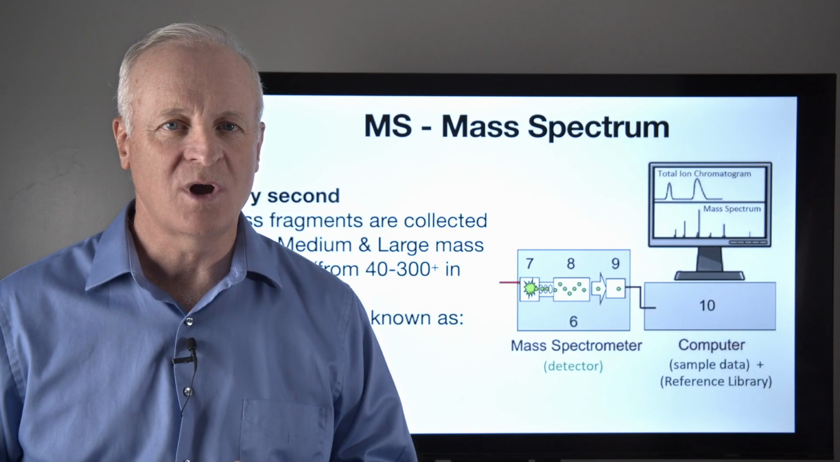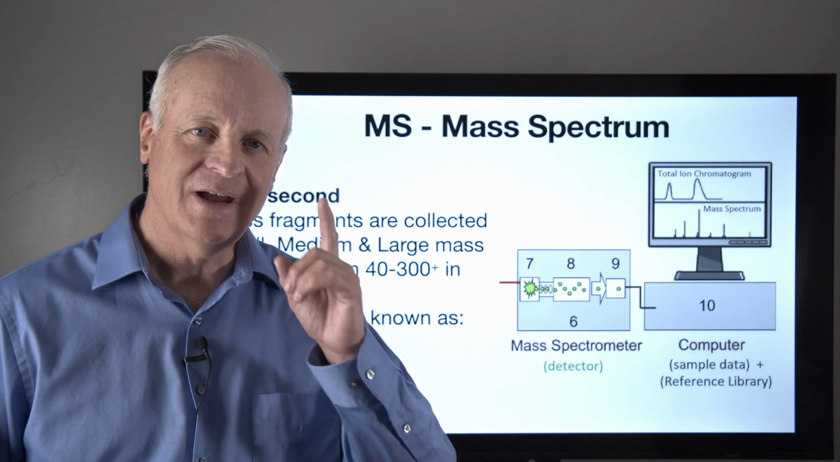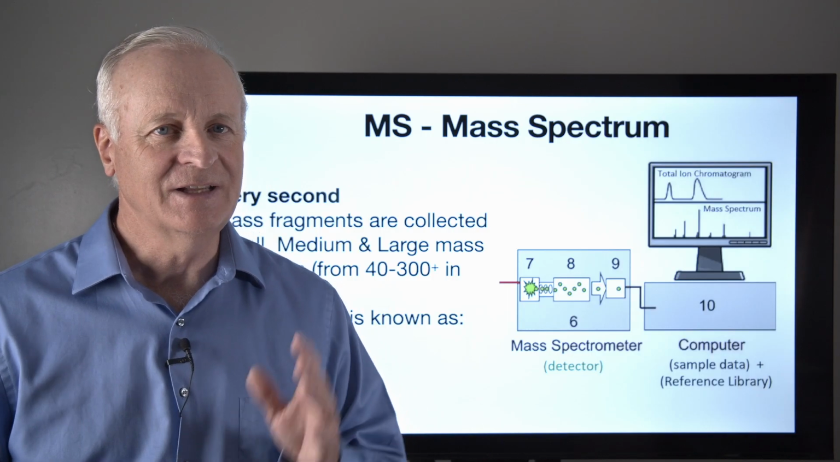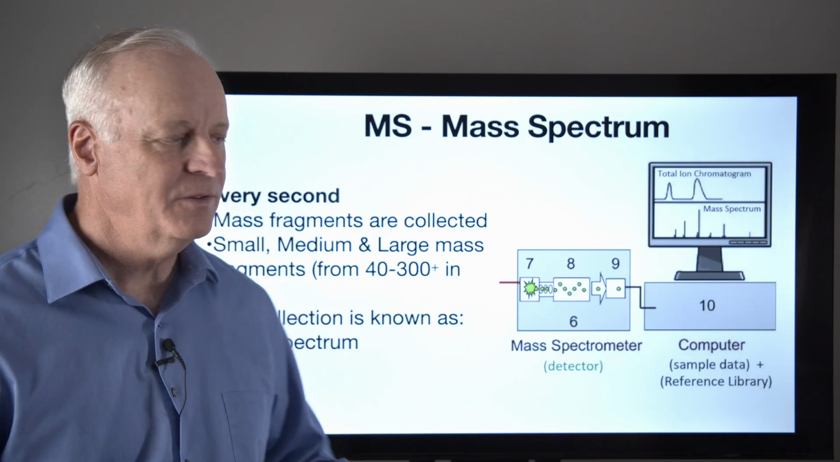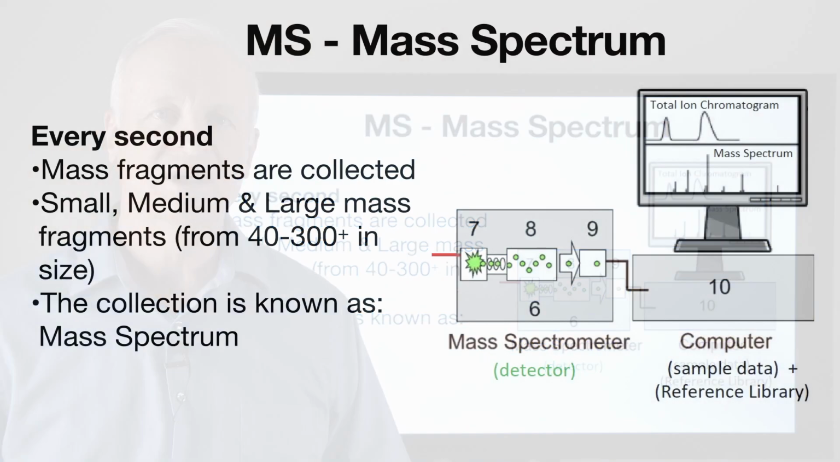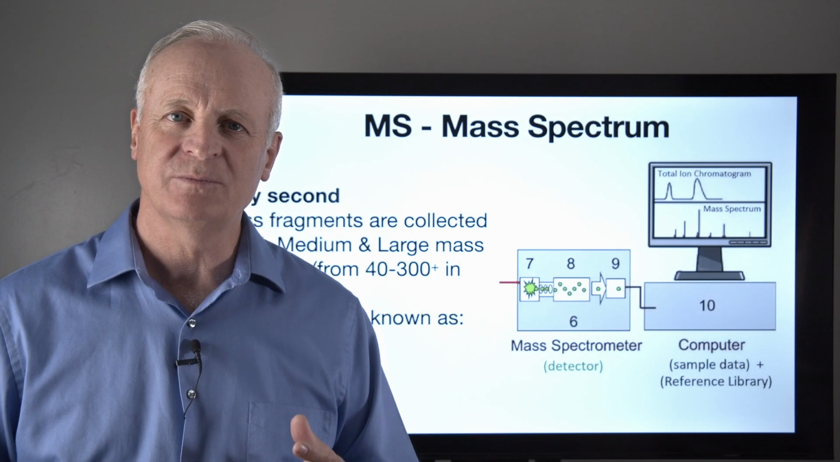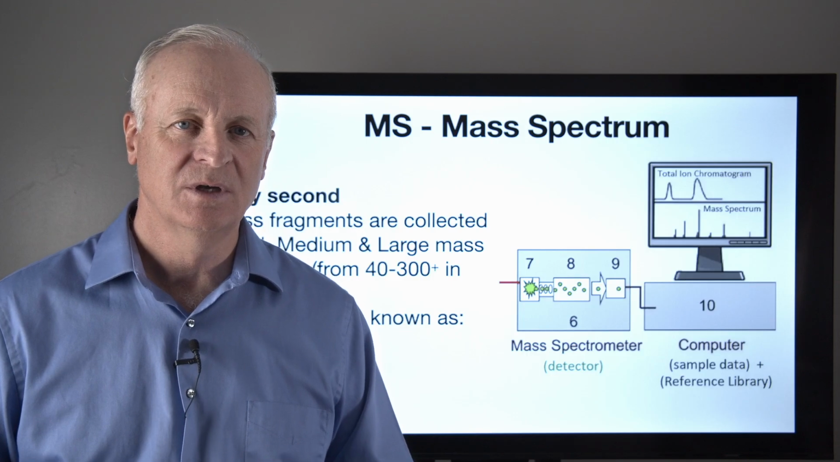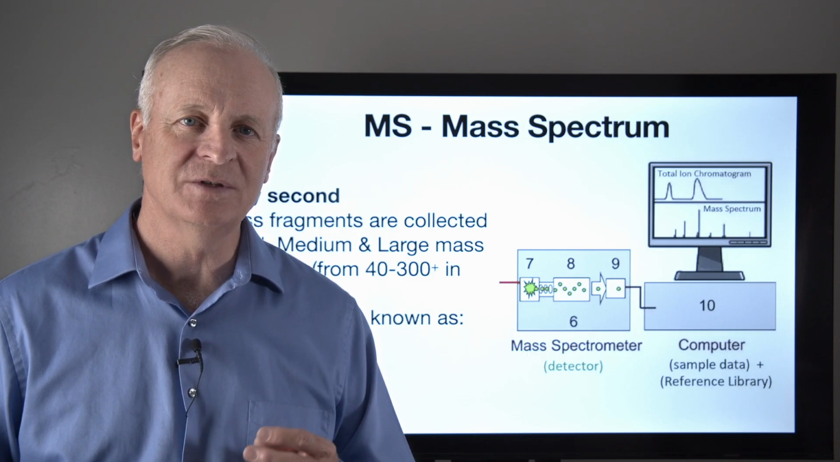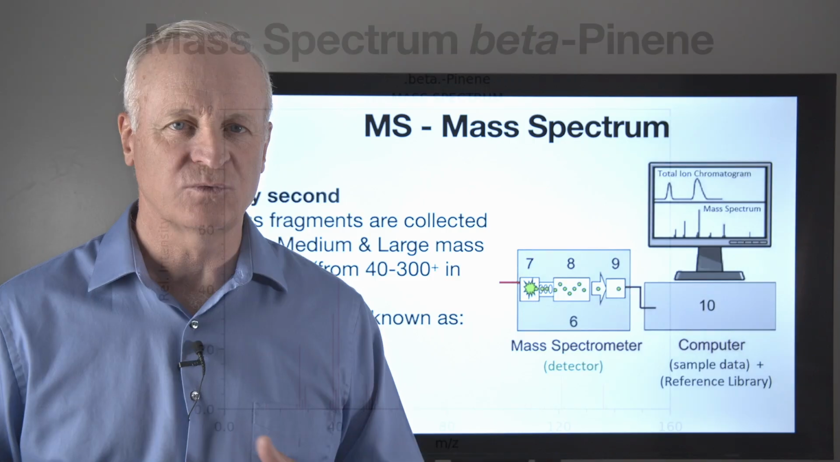So the mass spectrometer, what it does is every second it collects the fragments, whether the fragments are small, medium, or large, and then it puts them together every second. These molecules can range from 40 all the way up to 300 plus mass units. This collection is known as the mass spectrum. We talk about the mass spectrometer as the instrument. The collection of the fragments is called the mass spectrum.